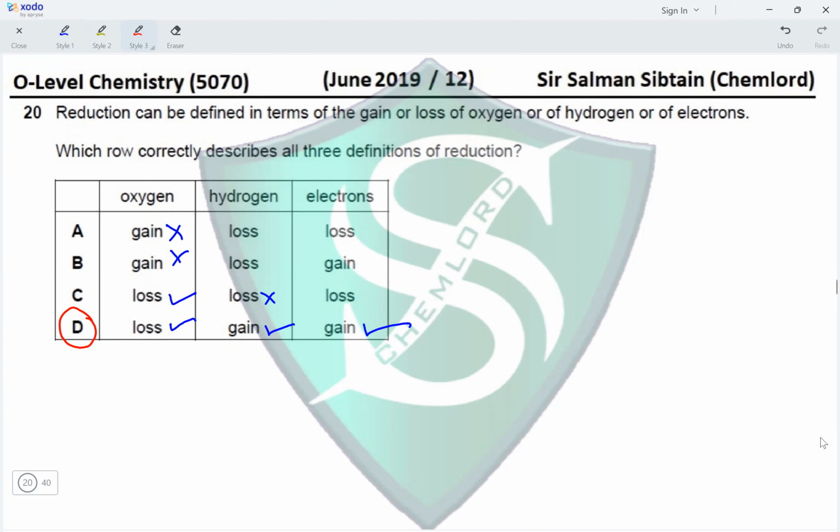And similarly, if the question had asked about oxidation, then we would have said gain of oxygen, loss of hydrogen, and loss of electrons. In fact, all three of these are the definitions of oxidation.